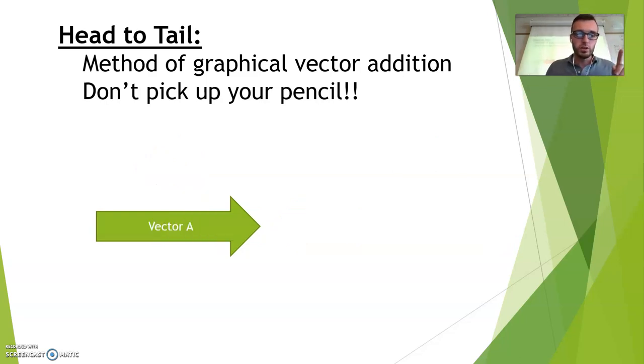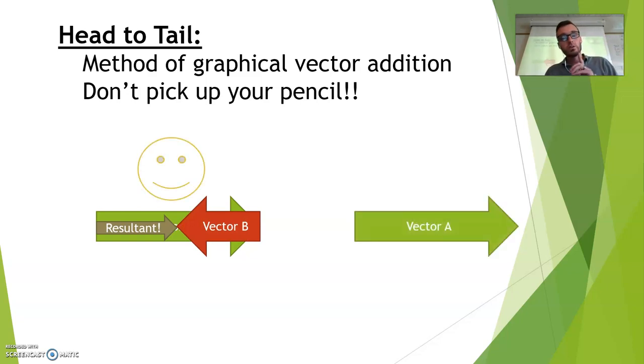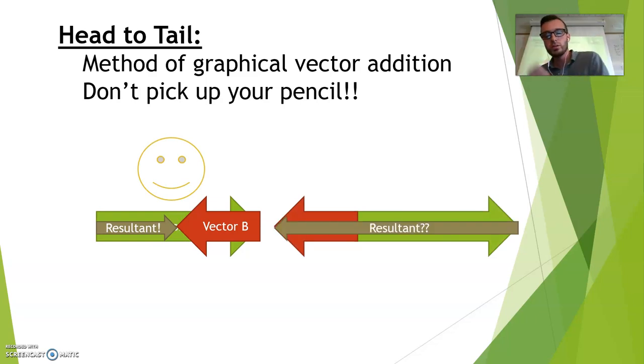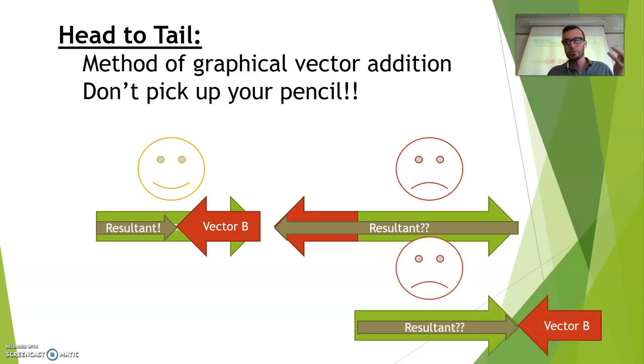So look at this first picture. You want to go head to tail, and then you draw the result from the tail of the first to the head of the last. What you don't want to do is reset back at the beginning. You see how this is wrong, right? Vector B should be over at the end of vector A. That's not the correct way to do it. That's also not a good way to do it, because some people just draw it really randomly there.